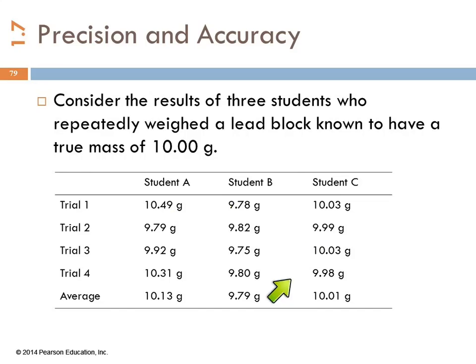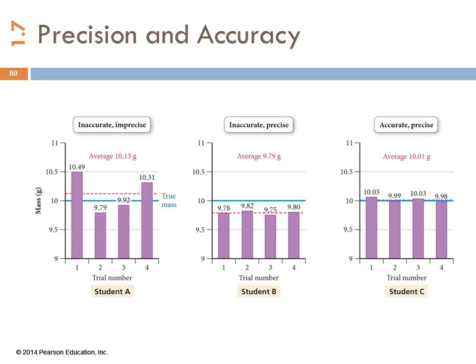It's a little harder just looking at these numbers to tell which one is the most precise. A lot of times it's helpful to graph things because it makes it visual. So here are the results for student A. The true mass is shown as the blue line. His average is the pink line, and these are the different measurements that they made. We'll just decide they're all guys.